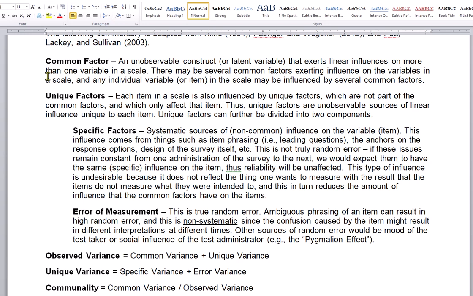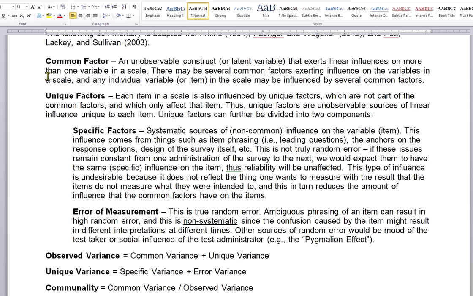And any individual variable or item in the scale may be influenced by a combination of several of these different common factors. And the way that we identify those common factors is through the common variance or the shared variance within the correlation table itself.